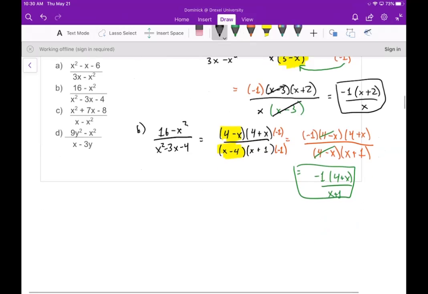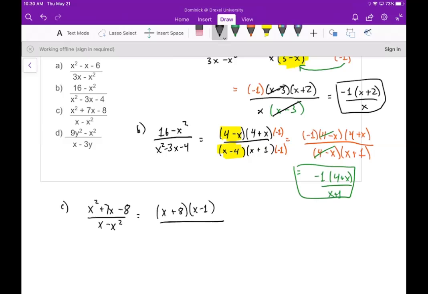Okay, part C, we have an x squared plus 7x minus 8 over an x minus x squared. So it looks like in the top, we can factor that as x plus 8 and x minus 1. And in the bottom, if we factor out an x, we're going to get a 1 minus x. So same situation as before. We're off by negative, so let's multiply the top and the bottom by -1.